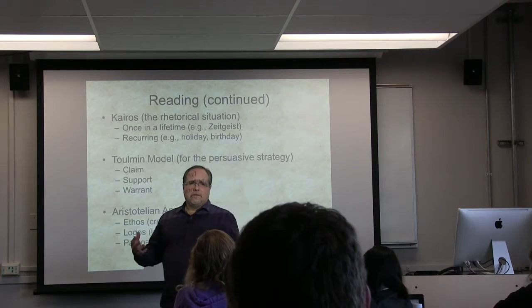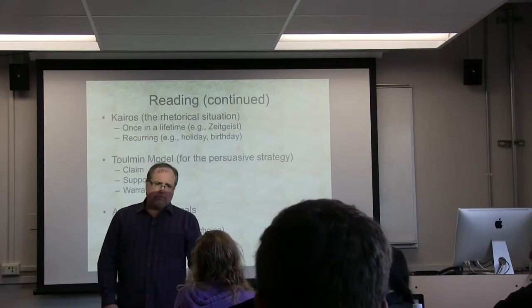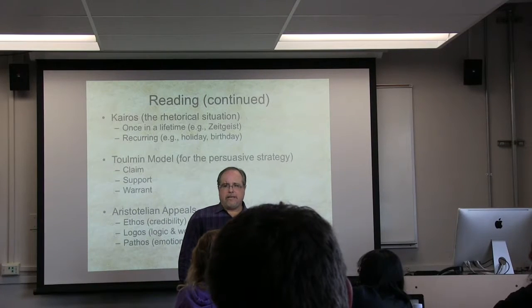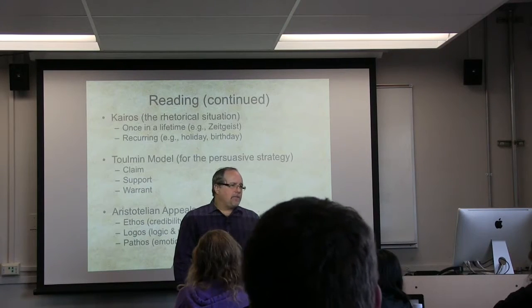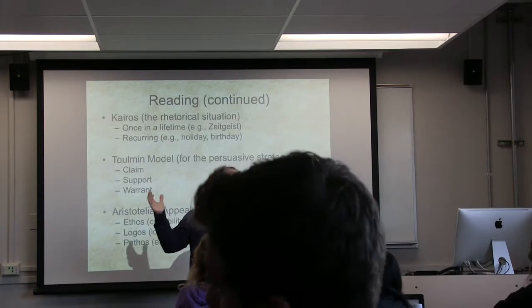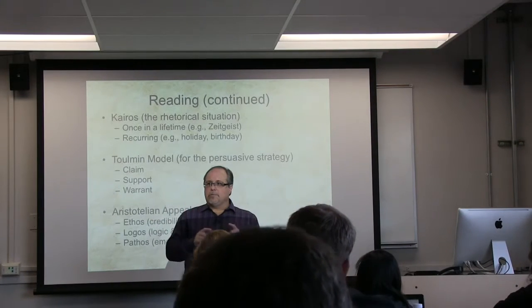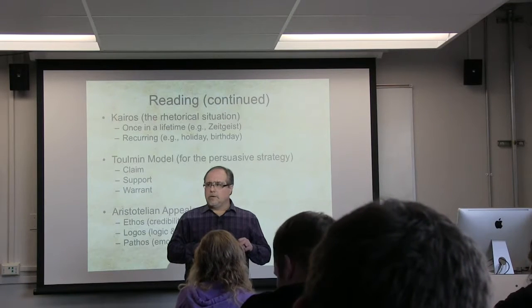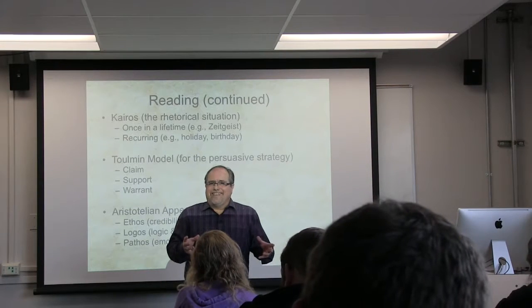Logos, logic, word choice. A is bigger than B, B is bigger than C, therefore what? A is bigger than C, right? That type of thing. It's a syllogism. So you say all humans are mortal, the general premise. Then an example, Socrates was human, therefore what? Socrates was mortal. And it works in that particular case.